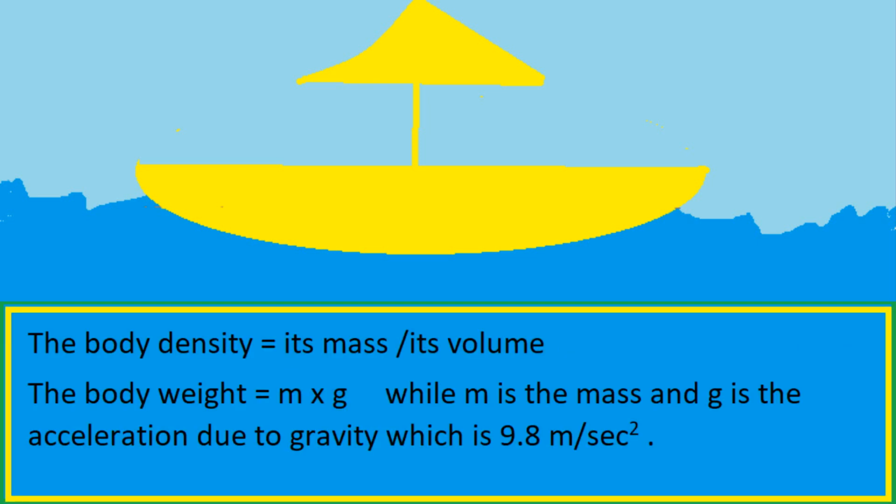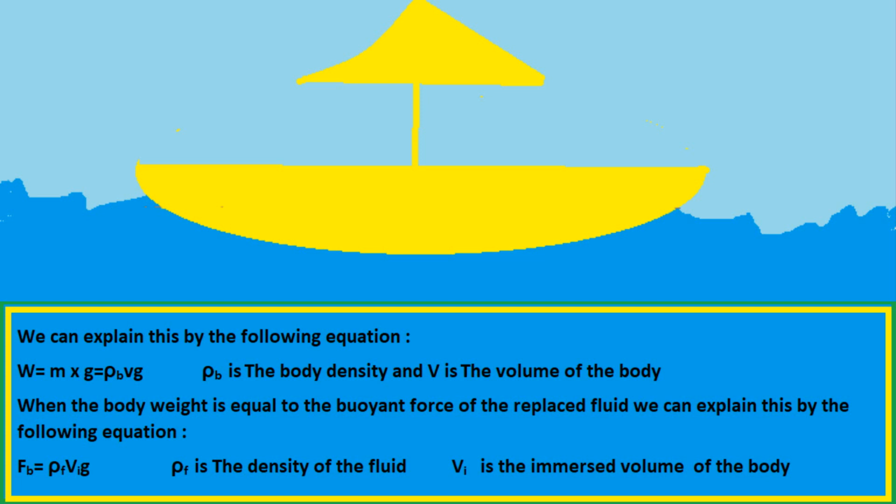The body density equals its mass over its volume. The body weight equals m times g, where m is the mass and g is the acceleration due to gravity, which is 9.8 meters per second squared. We can explain this by the following equation: W equals m times g equals rho b times v times g. Rho b is the body density and v is the volume of the body.